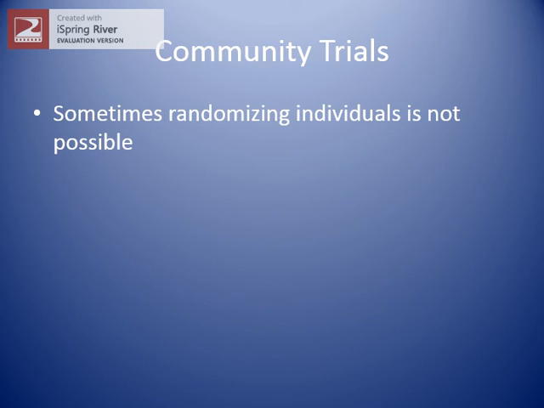I also just want to mention community trials. They're very, very much like randomized control trials, except sometimes you can't randomize individuals. For instance, say we want to know about physical education in schools. Well, it's really hard to give PE to one kid and not to another. So what they do is they typically do it by classes. This class is going to get PE and this class isn't. Or this school is going to get PE and this school isn't. So you don't randomize the individuals, you randomize a larger aggregate group.